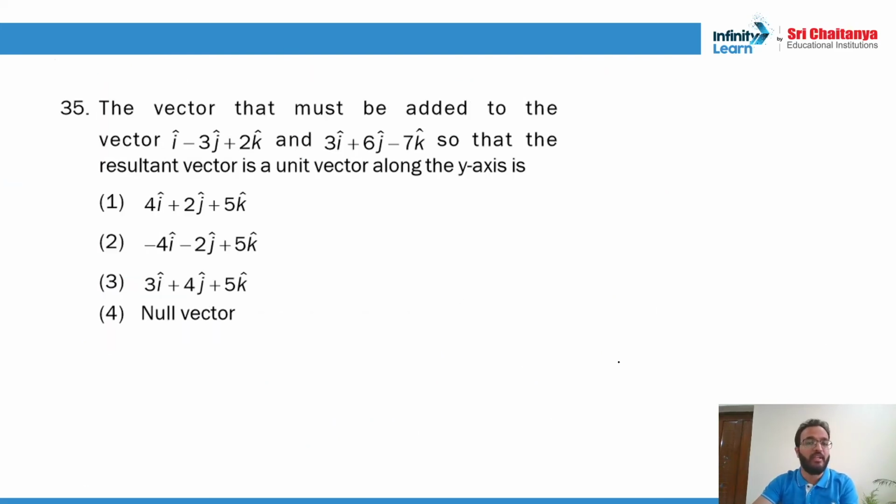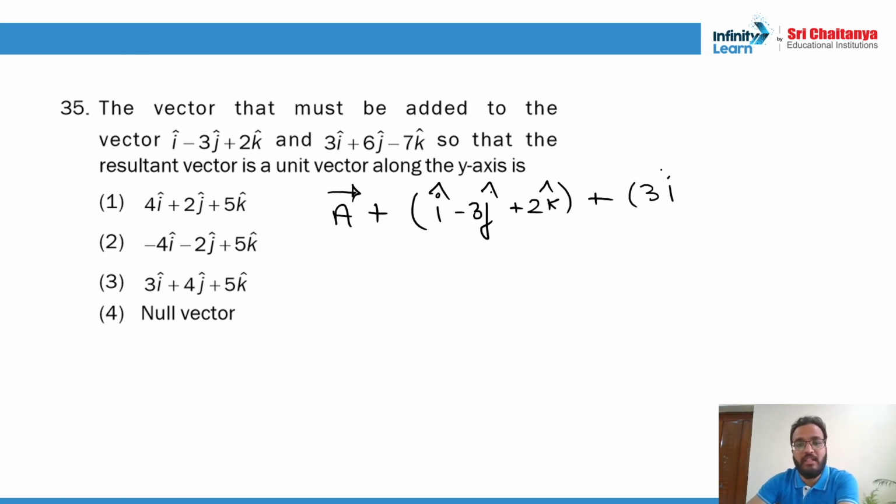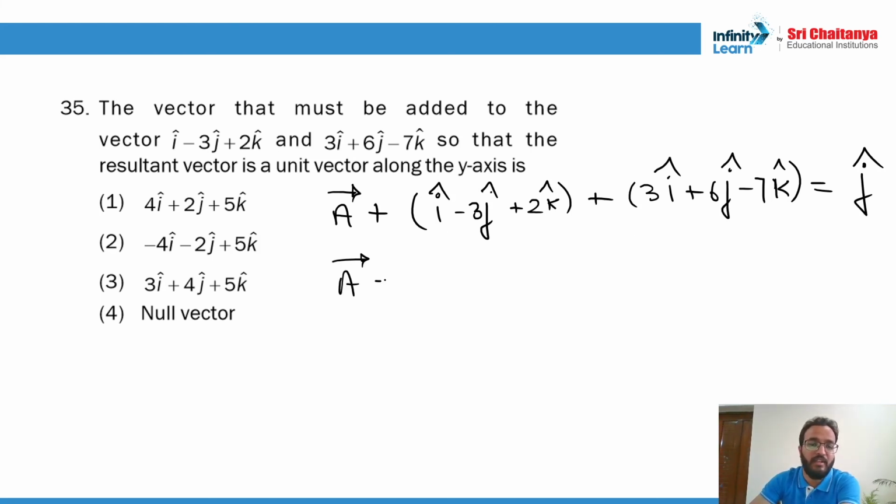This is a good question, right? Now this is very simple. They are saying there is a vector A which is added to these two vectors, i cap minus 3j cap plus 2k cap, plus 3i cap plus 6j cap minus 7k cap, is equals to a unit vector along y-axis, that means j cap. I hope you can solve it now and get the value of vector A. Okay, there is no concept here, that is why I'm not explaining anything else.